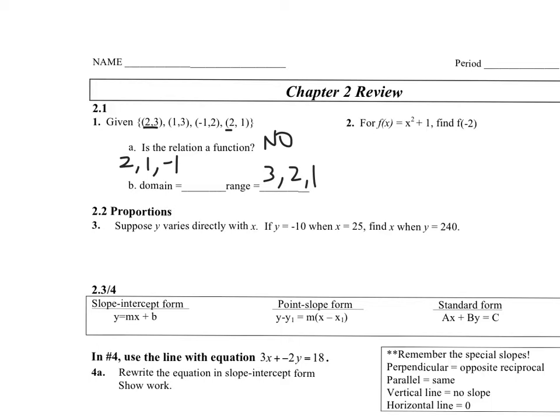So make sure if it is a function, then the x's are matching with exactly one y. This 2 matches to a 3, and then the 2 goes into the function and matches with a 1, and that can't happen for a function.